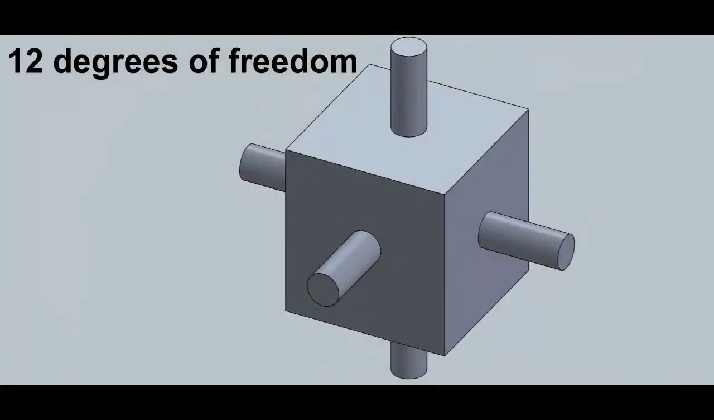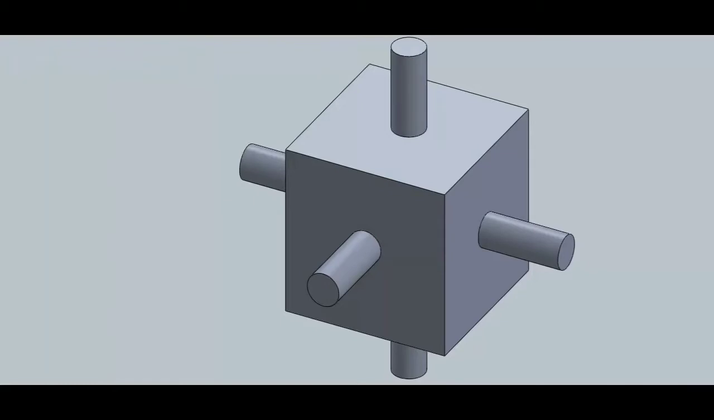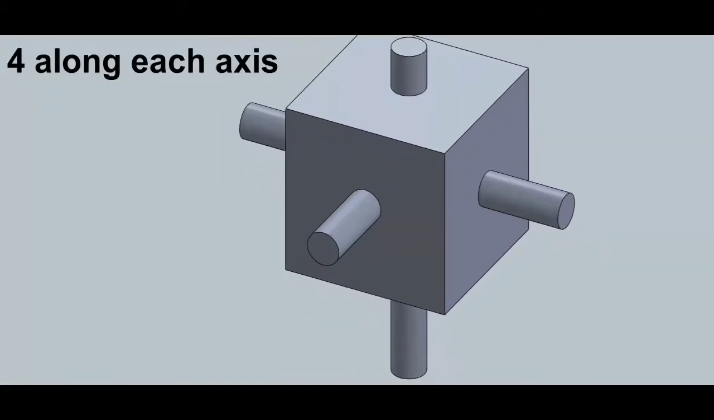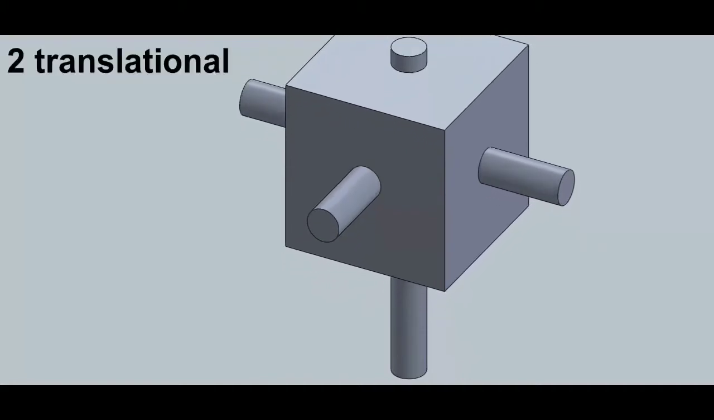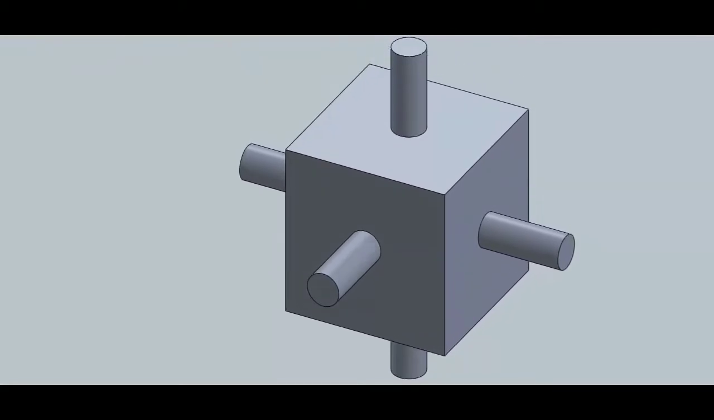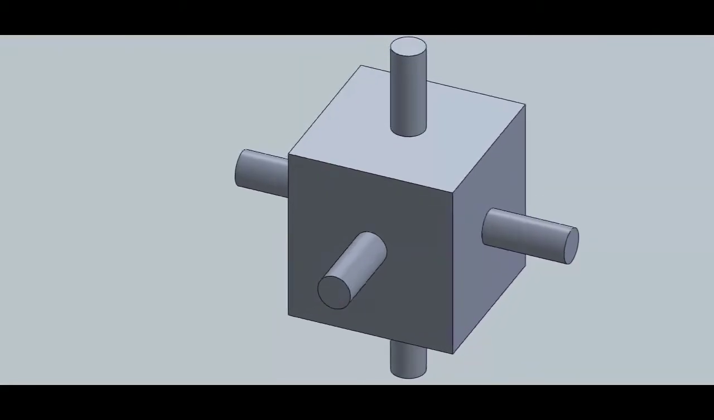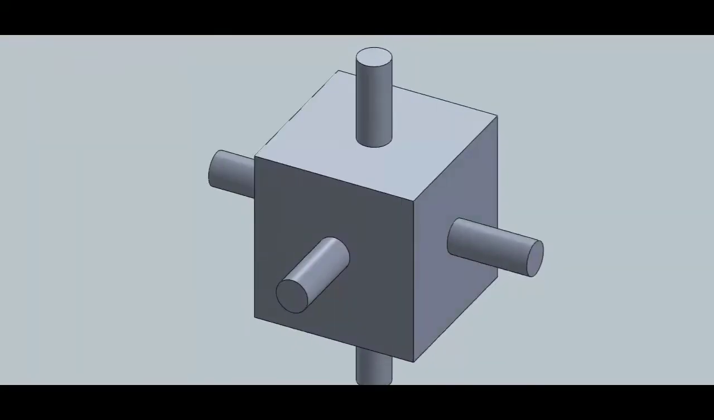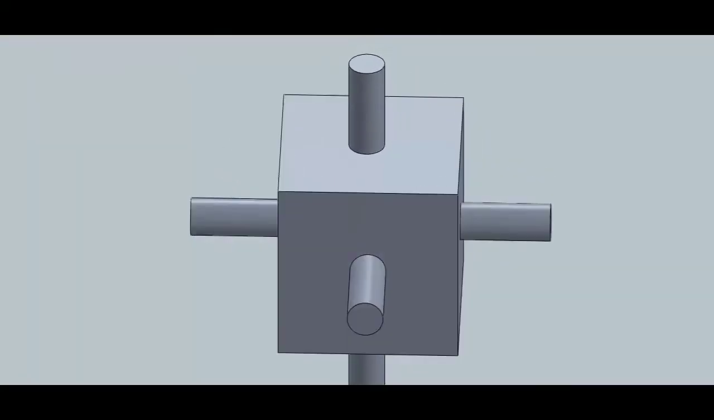Today we are going to see the 3-2-1 principle. This figure shows 12 degrees of freedom for any object in space. Four along each axis we can move this object, like vertically, and 2 translational movements we can obtain from the same object, like we can see in this animation. Now this degree of freedom, where 2 are rotational degrees of freedom, so the total is 12 degrees of freedom.